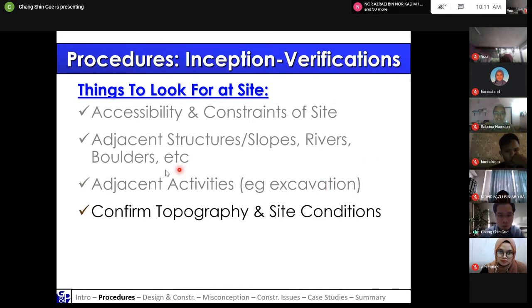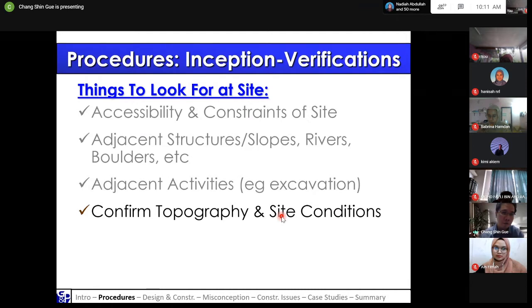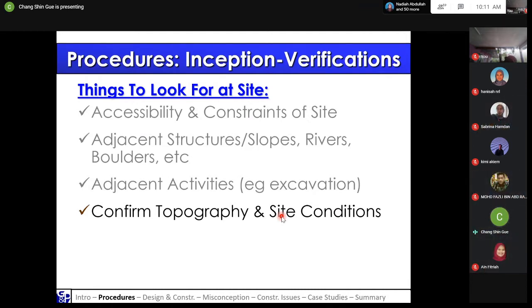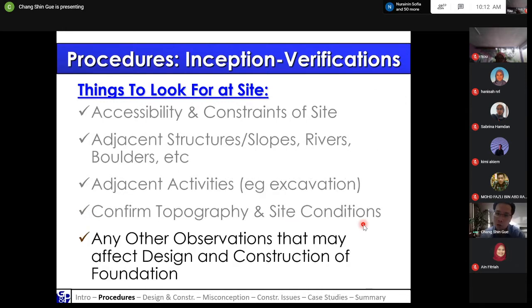And I have to emphasize that even if you have your topographical map, it is important to confirm the topography and the actual site conditions, because very often in practice we find that even though you have a topographical map, some areas may show as flat, but if you go to site, certain portions may not be captured in your topographical map. So it's always important to confirm your topography with your desk study and the actual site condition. And also basically try to observe anything that may affect the design and construction of the foundation.